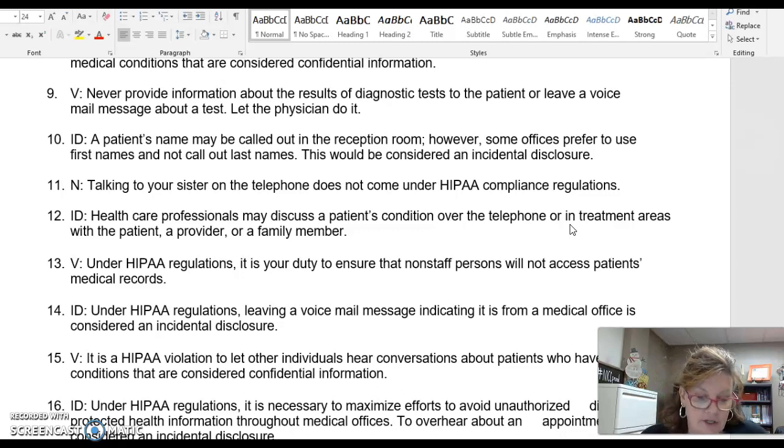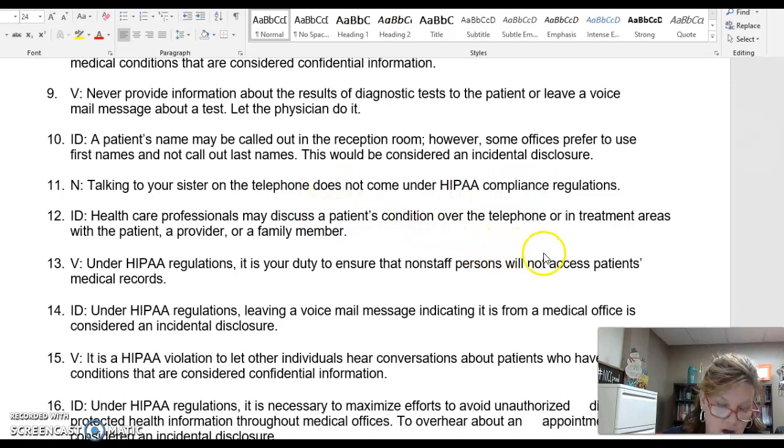Number 11. You do not close a glass window to the reception room when talking on the telephone with your sister. Okay, so with number 11, this is one of our first ones, neither. Talking to your sister on the telephone does not come under HIPAA, unless, again, you're talking about a medical condition. But if you're just talking about what's going to happen this weekend, it's neither.